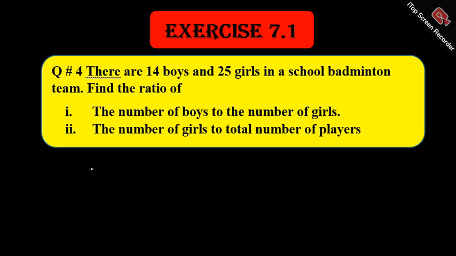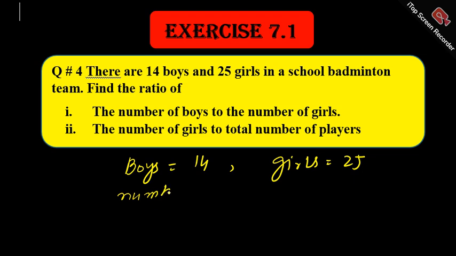Very easy questions. There are 14 boys and 25 girls. How many boys are there? There are 14 boys, right? And how many girls are there? That is 25, right? So the question is: find the ratio of the number of boys to the number of girls. What do you write here? Number of boys ratio number of girls. I write the short form of number.